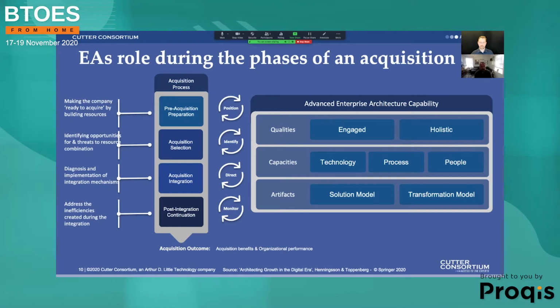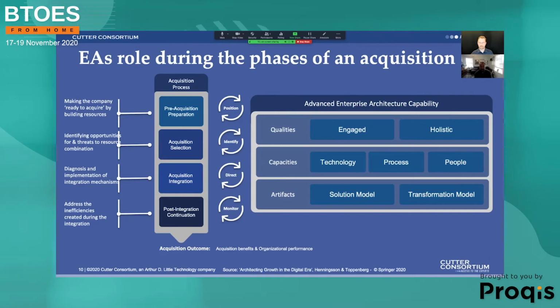What gets missed sometimes is EA's role in the post-integration continuation phase. EA has a really important role, even though it's always thought of as a strategic planning and strategic integration capability. EA leaders and leaders in technology and in business who think like architects also have the ability to, as that acquisition is happening and closing out multiple phases, do some level of performance assessment and address any inefficiencies or technical debt or non-technical debt created during that integration.